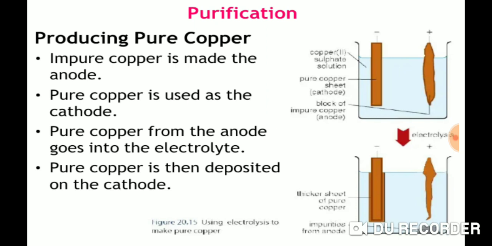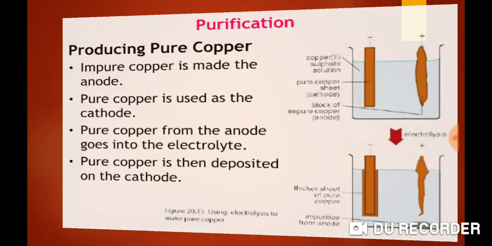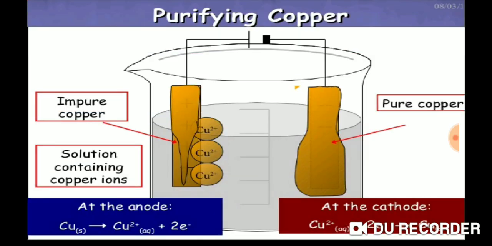copper. So impure copper is made anode, whereas pure copper is used as cathode. Copper from the anode goes into the electrolyte, it gets dissolved, and pure copper is then deposited at the cathode. So this is how electrolysis is used for the purification of some of the metals.